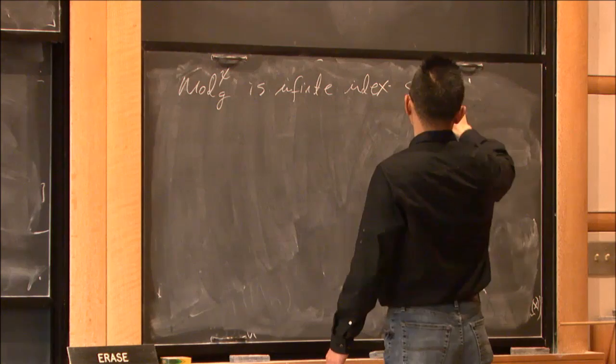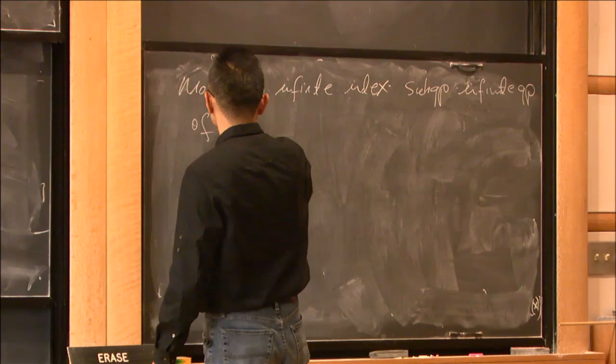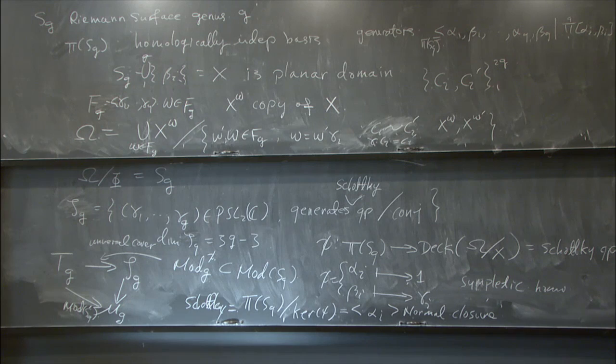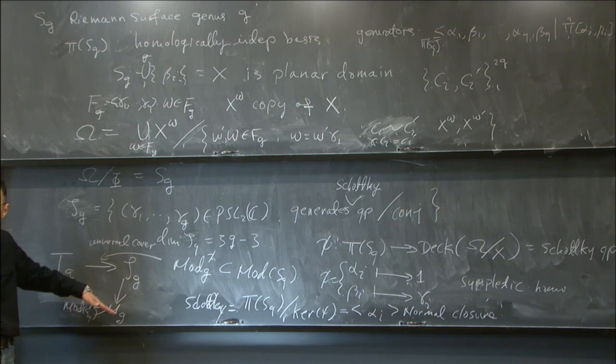Infinite index, infinite group. So what happened here is that it doesn't matter whether we trivialize alpha or beta, what we have is an infinite index subgroup of this, which gives us another cover of moduli space by infinite index. I mean, there's an infinite number of covers of it. That's the thing. So you have an infinite number of covers of the moduli space.